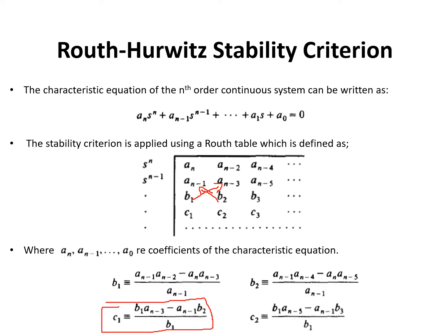Now the same procedure is repeated for the next values also. Now what I will do is, b1 is multiplied with a n minus 5, b3 is multiplied with a n minus 1, and then we are dividing that by b1. So this is giving us the value c2. Same procedure is repeated for the consecutive values, and this array what we are going to create is called the roots array, which is used to analyze the stability of the system.